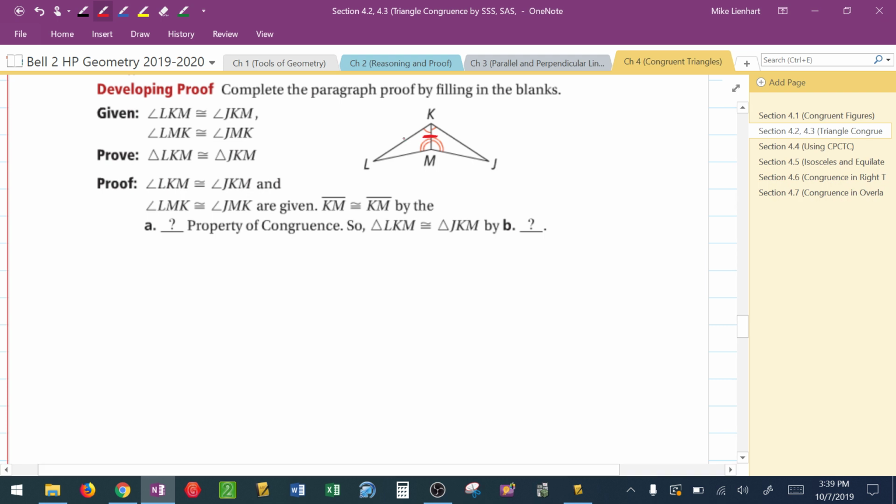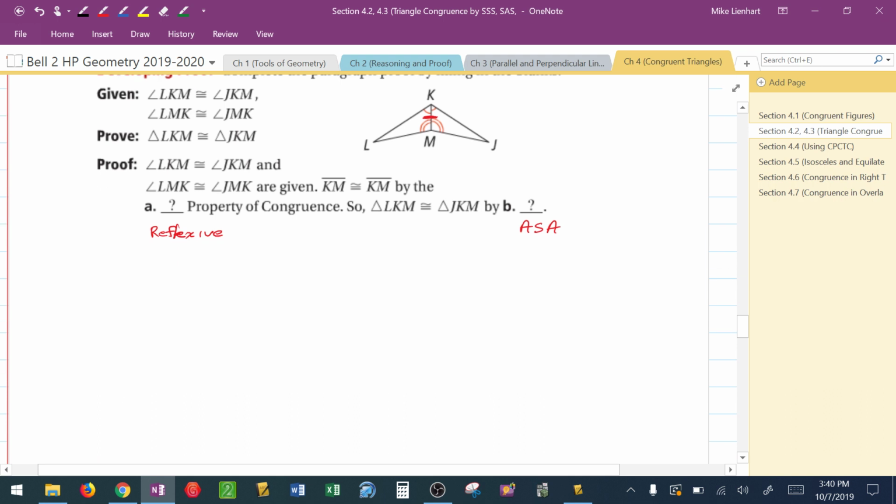The reason why something would be congruent to itself is because of the reflexive property of congruence. All right, so if I have two angles and the included side of two different triangles that are congruent, I can say that the triangles are congruent by angle, side, angle.